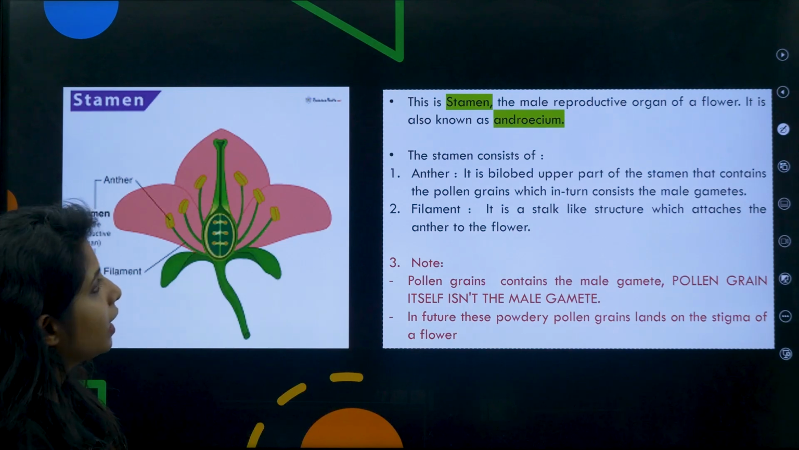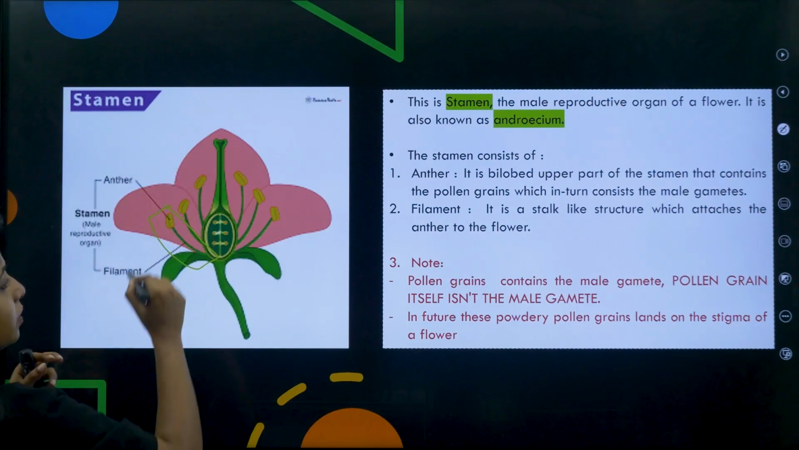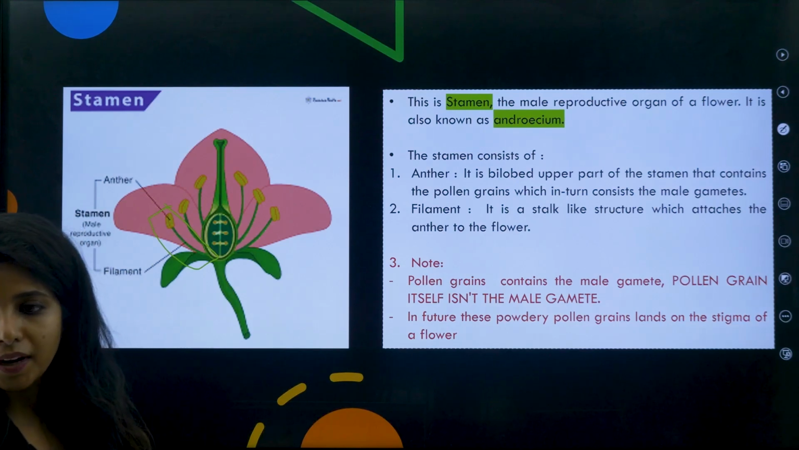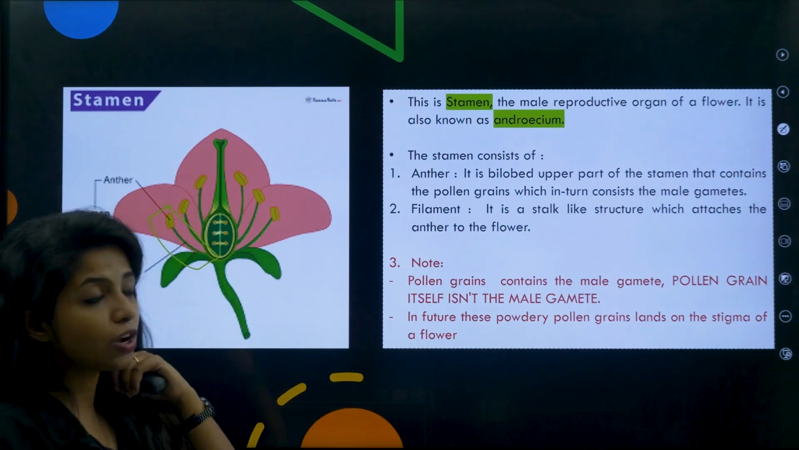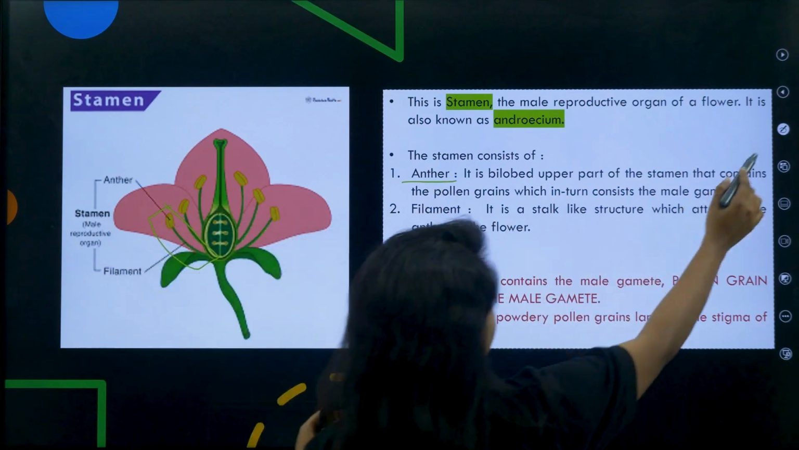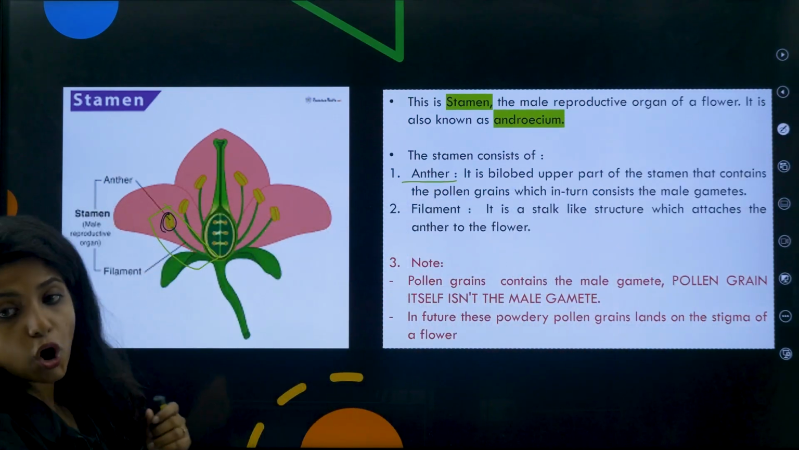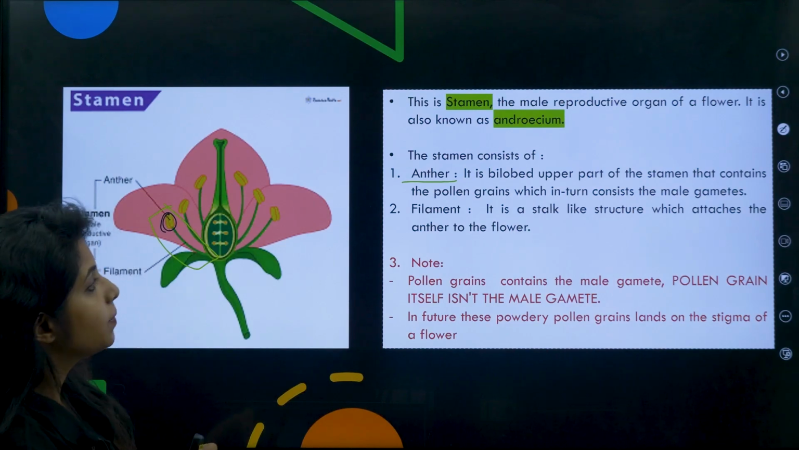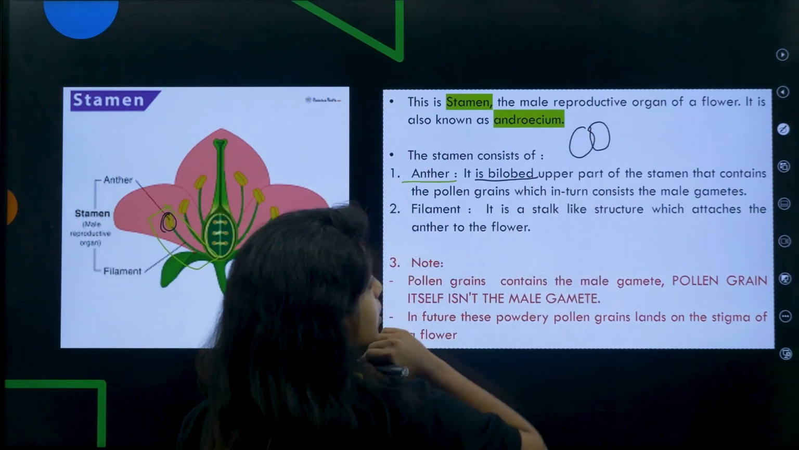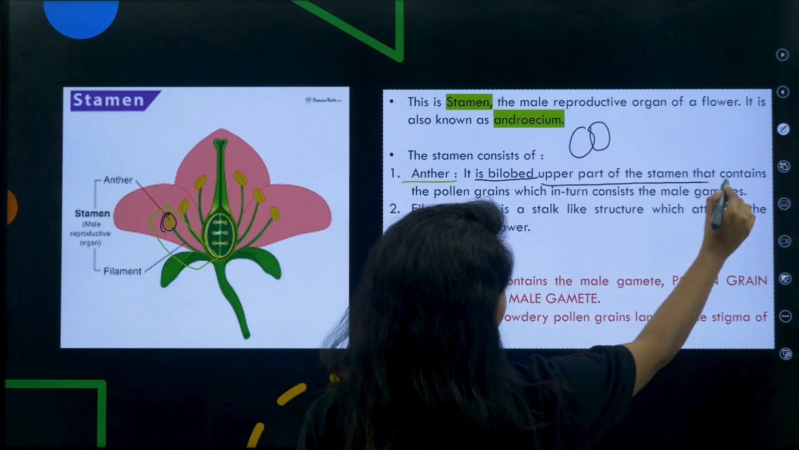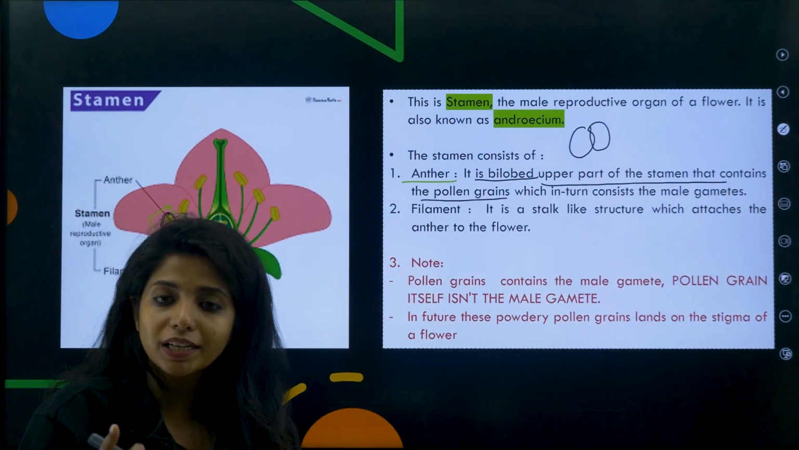Okay, now going ahead, this is the stamen, this particular structure that you see over here, these are known as what? Stamen. Now stamen, it is also known as androecium. Okay, and what does it consist of? It consists of anther. So what is anther, children? This particular portion that you see over here, the lobed structure, that is anther. Okay, it is bilobed. It has two lobes. It looks like this. It is the bilobed upper part of the stamen that contains the pollen grains. Now this is where pollen grains are there.